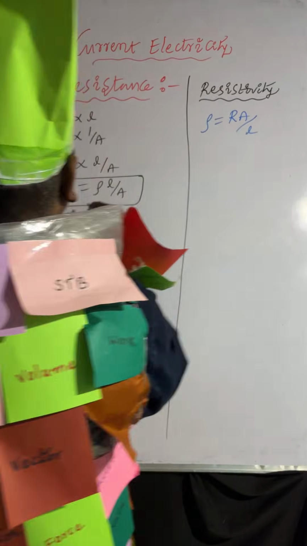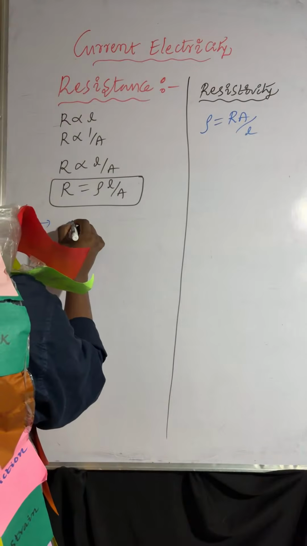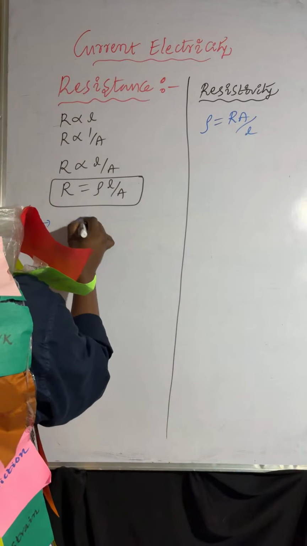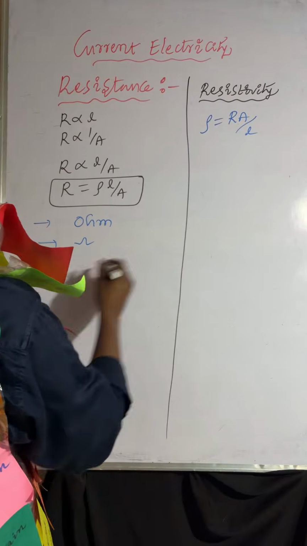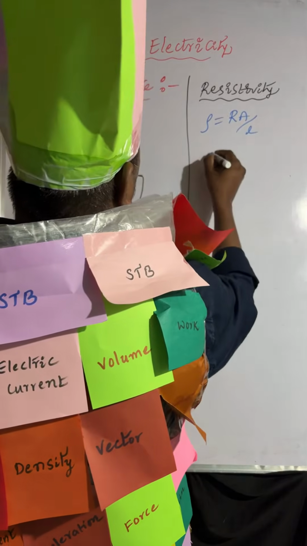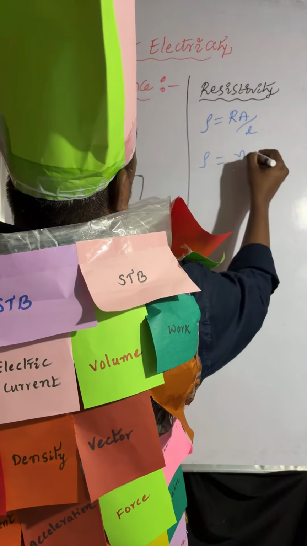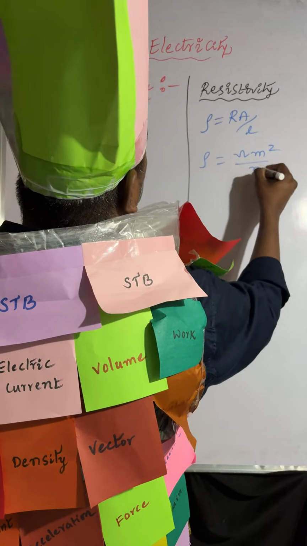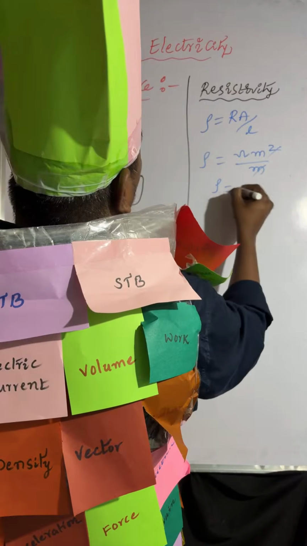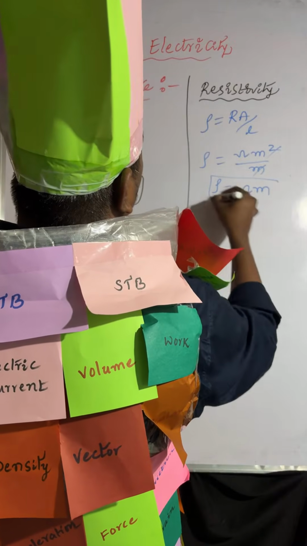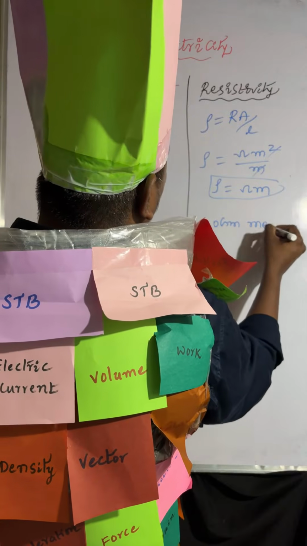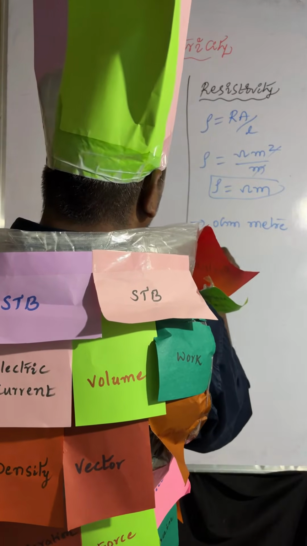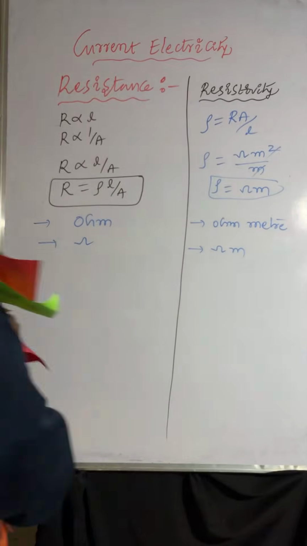Now the SI unit of resistance is ohm, and this is the symbol. And here, this is very important: ohm meter square by meter. Meter gets cancelled. SI unit of resistivity is ohm meter. Okay, ohm meter.